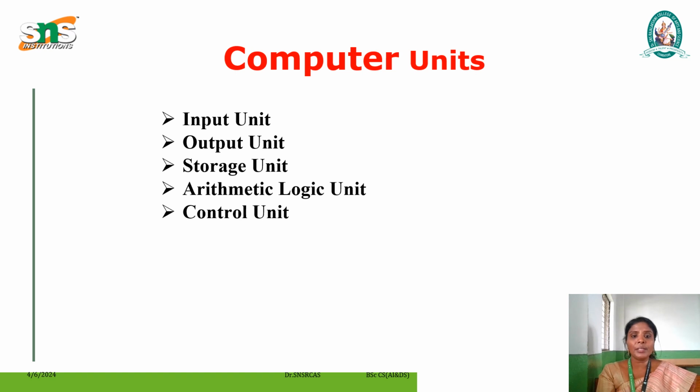Fourth one is the arithmetic logic unit. All calculations related to the computer system are performed by the arithmetic logic unit. It can perform operations like addition, subtraction, multiplication, division, etc. The control unit transfers data from storage unit to arithmetic logic unit when calculations need to be performed. The arithmetic logic unit and the control unit together form the central processing unit.